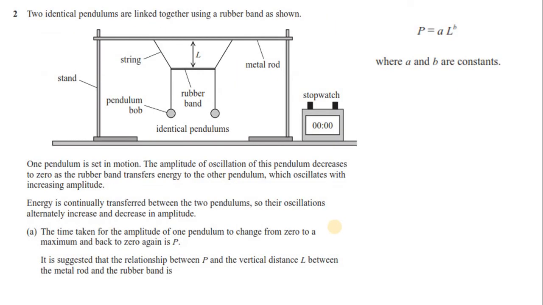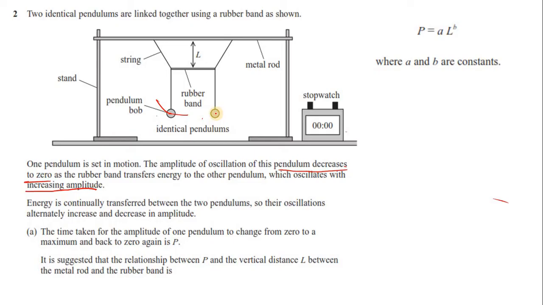Question number 2. 2 identical pendulums are linked together using a rubber band as shown. So we have a setup: a horizontal rubber band, 2 pendulums attached, a stand, and a stopwatch. One pendulum is set in motion. The amplitude of oscillation of this pendulum decreases to 0 as the rubber band transfers energy to the other pendulum, which oscillates with increasing amplitude. So once you start oscillation, one pendulum has a large amplitude, then it goes to 0, and as this oscillation decreases, the oscillation of the other pendulum starts increasing.